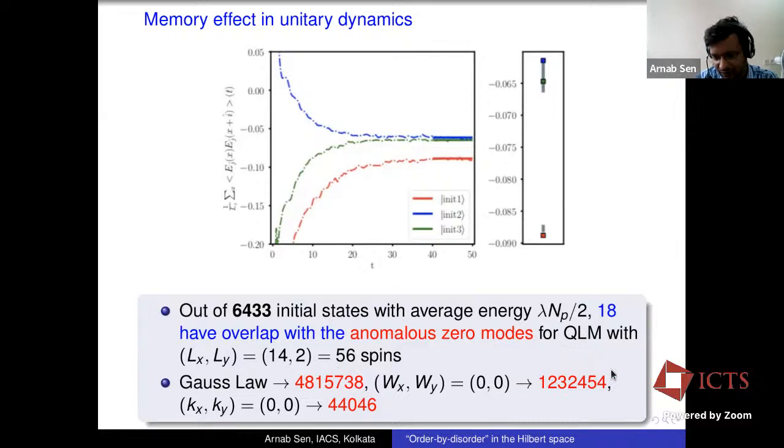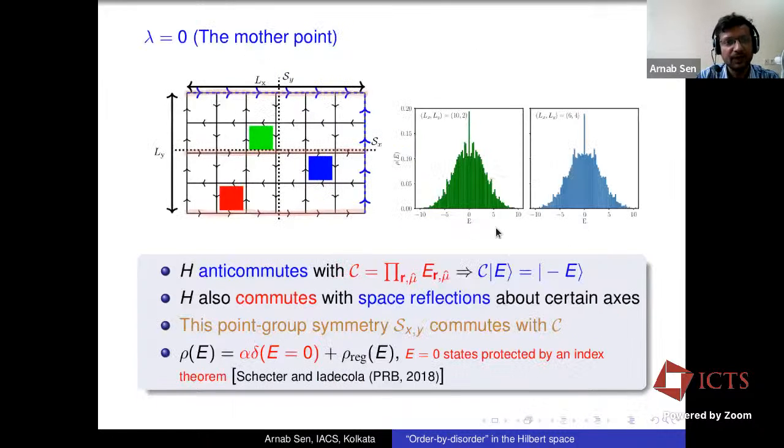That reduces the number of states to this. And then, as is often done in ED, you can use conservation laws to further simplify your life, right? And then you get some manageable numbers and you can do these calculations, right? Good. Okay. So now let's go on and try to demystify all this.